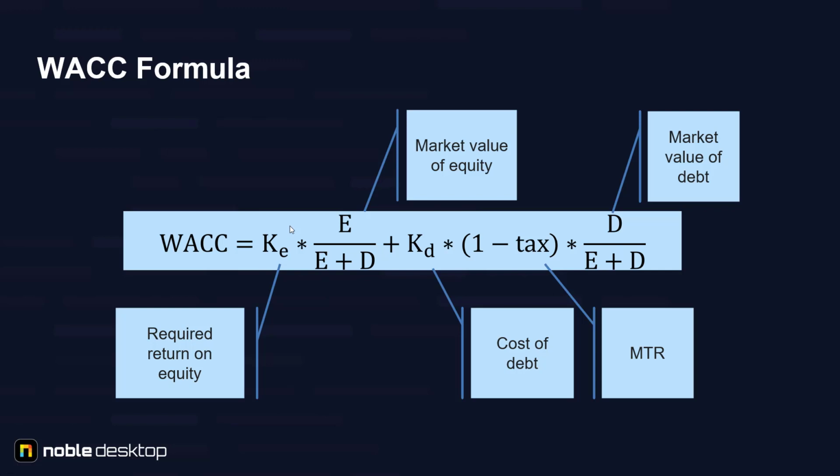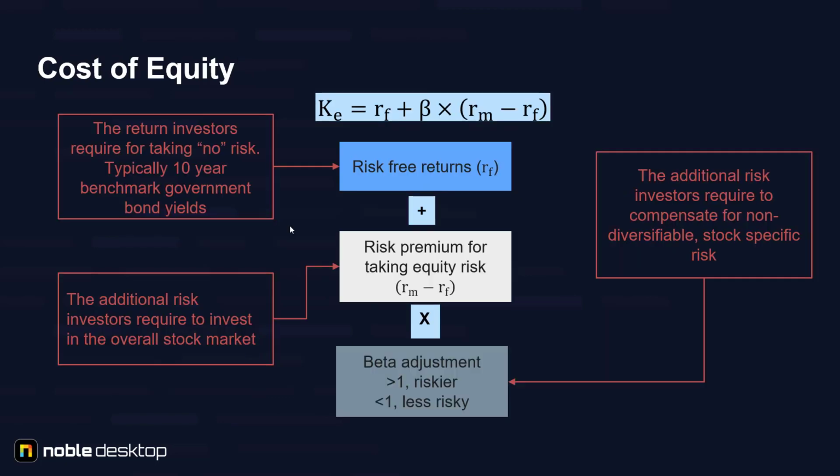Calculating the cost of debt involves finding the average interest paid on all of a company's debts, or for DCF analysis, often the current market 10-year bond yield applies. Calculating the cost of equity is a more complex process. Here's the formula for cost of equity: risk-free return plus beta multiplied by market risk minus risk-free return, or the risk premium for taking equity risk.